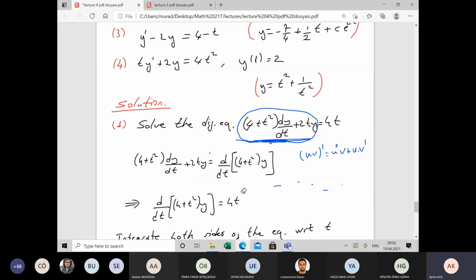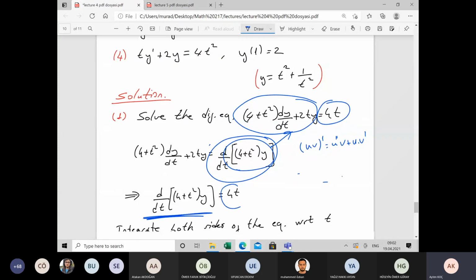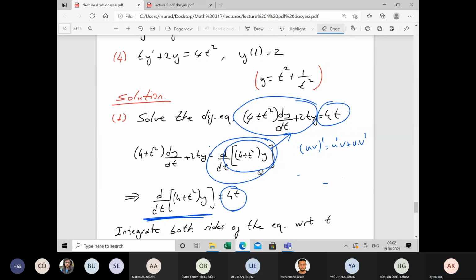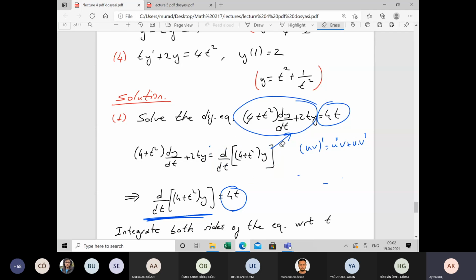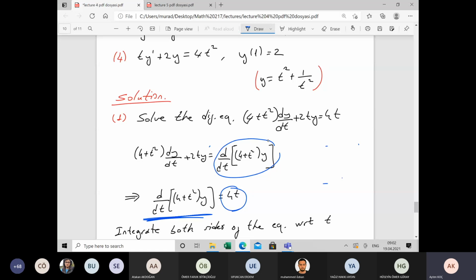So it is easy to see that if the left side is the derivative of this one, and the right side in the equation is this one, we obtain that this is equal to 4t. Any question? This one is important in this step. If you see that the left side is the derivative of this one, then substitute here, and this one is equal to 4t.